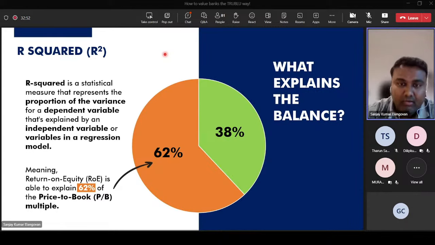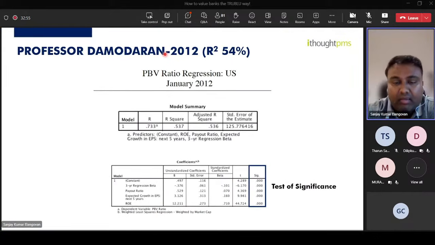He went on to explore that aspect as well, where he added a few more variables. At the bottom, you're seeing payout ratio and expected growth in earnings per share in the next 5 years; return on equity is already considered. So he's added 2 more variables, which are payout ratio and expected growth in EPS. The regression is beyond the scope of today's webinar, so let's just consider payout and expected growth. Although the R square drops from 62 to 54%, all of these variables are significant.